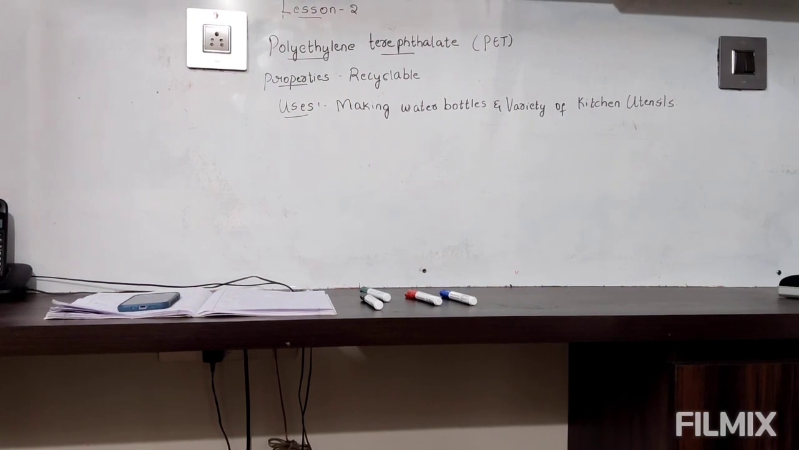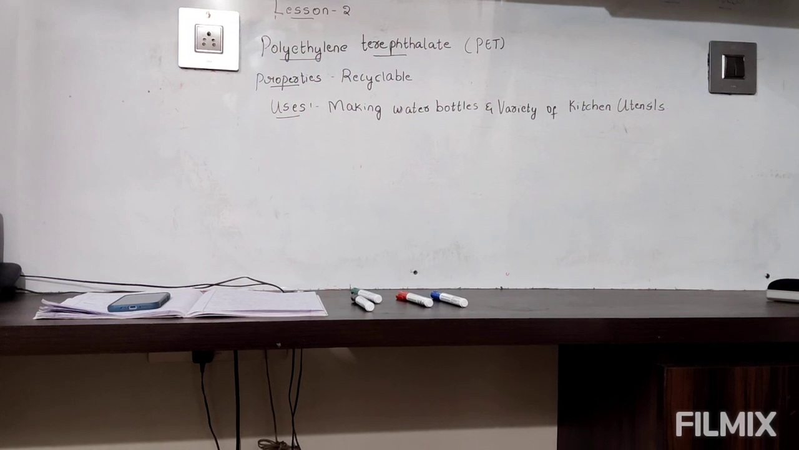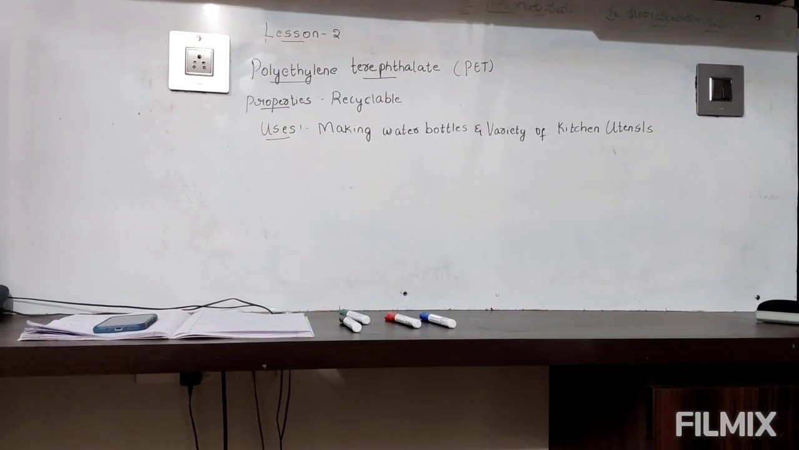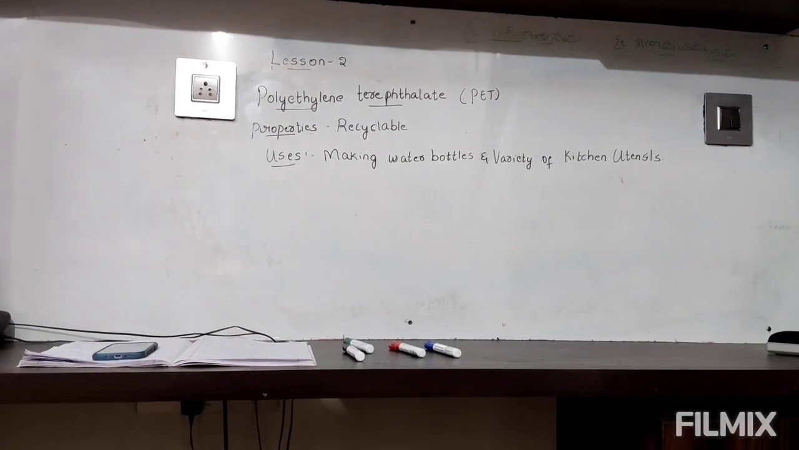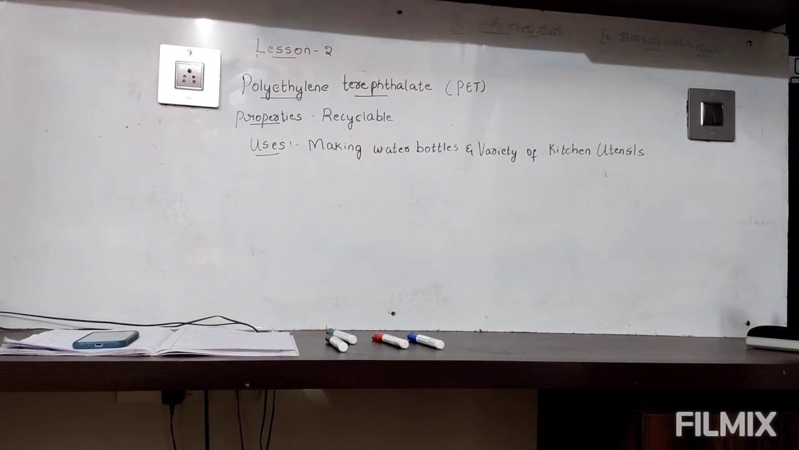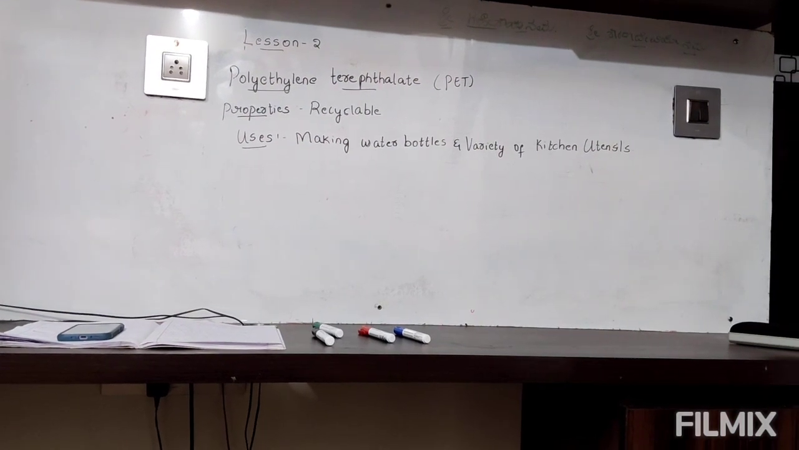What are the properties of that? It is recyclable. That's it. It is recyclable and is used in making water bottles and a variety of kitchen utensils. Polyethylene terephthalate can be recycled, and the other product can be formed.